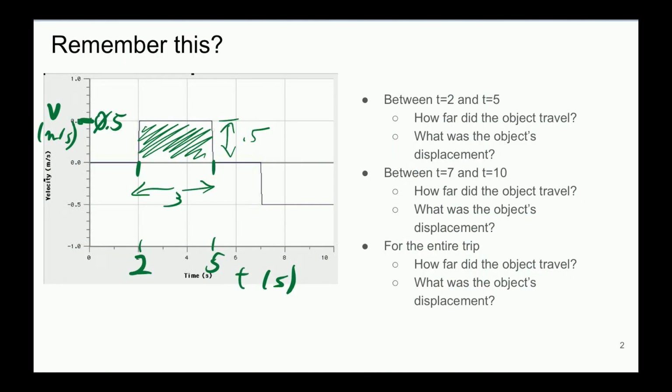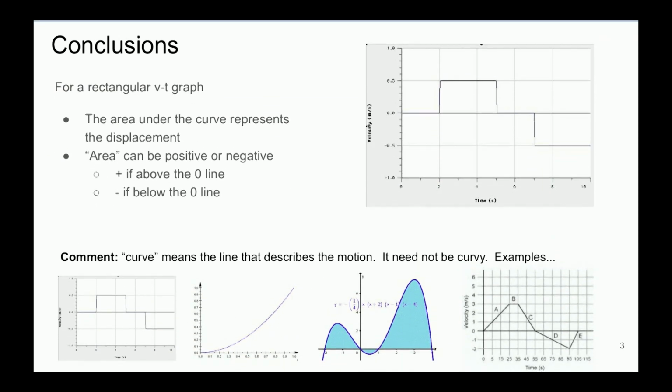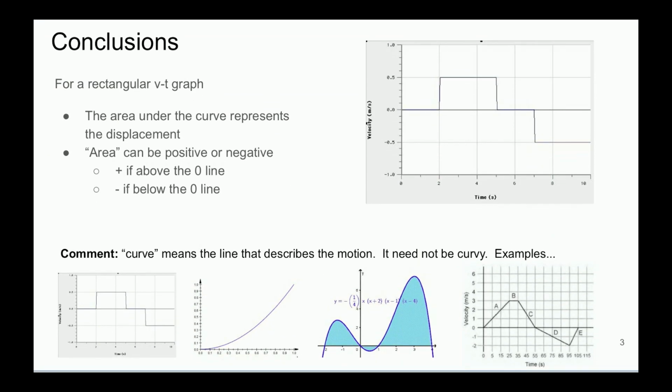Let's go check the other end over here. If we look at the area later, it looks like the same area, but we know that the velocity is negative here, right? It's a negative velocity of negative 0.5. And so the displacement must have been negative. Looks like for this whole trip, since those areas are the same, that object is back where it started from.